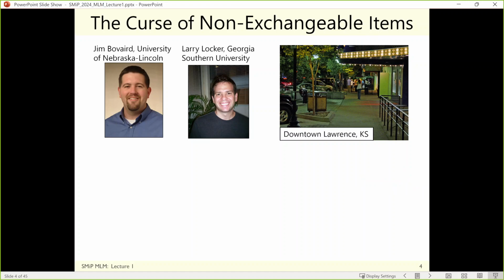These are real people. These are people I went to grad school with. Larry Locker is at Georgia Southern University, and he was in the cognitive psych program with me at the University of Kansas, and Jim Bovaert is now at the University of Nebraska-Lincoln, where I also did my undergrad, and I worked there for 8 years, and he was over in the quant psych program. And one night after work, we were hanging out in downtown Lawrence, and Larry was really bummed. We were playing pool, and he was bummed out.